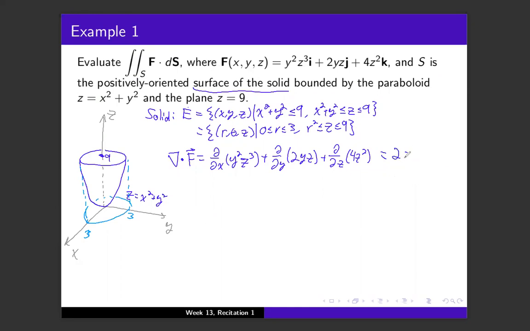Let me try that again. 2z plus 8z. It's going to be much simpler. This, in other words, is 10z. It's going to be a much simpler thing to integrate now. Okay, oopsie. So this is why we always check our work. This is why we always make sure that we're doing the right thing.